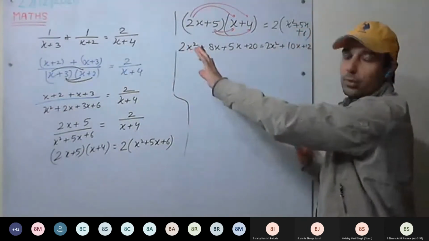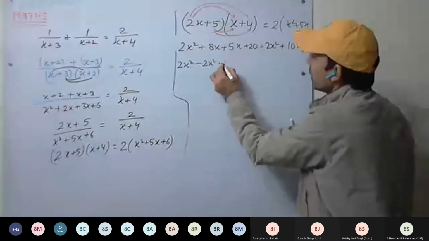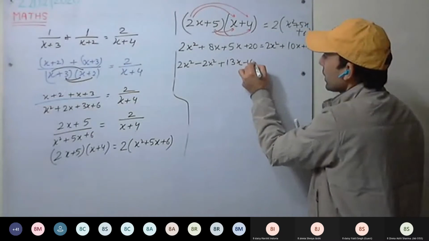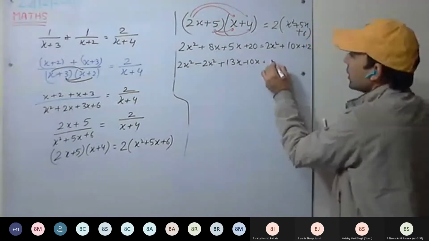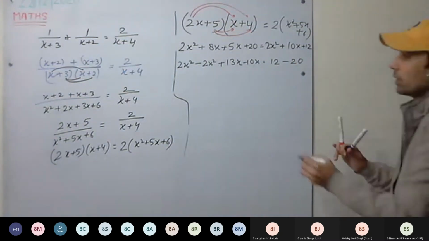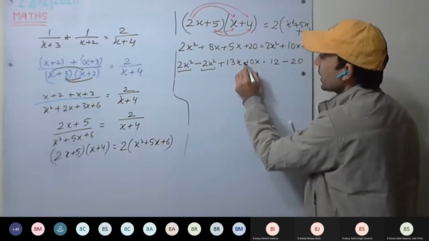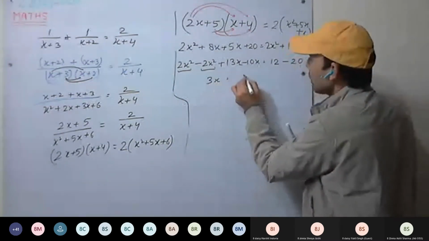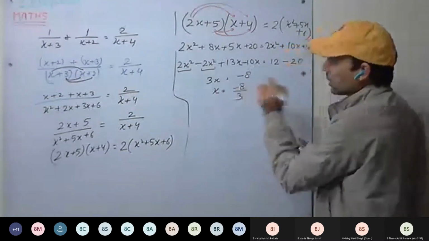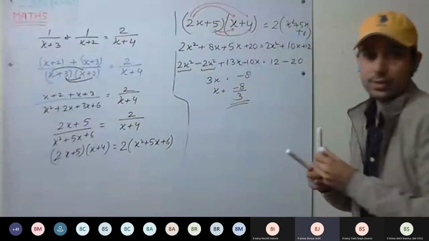Now take all the x terms on the left hand side. 2x square minus 2x square cancel. Then 13x minus 10x equals 12 minus 20. These two terms get cancelled, giving 0. 13x minus 10x is 3x, equal to minus 8. X equals minus 8 upon 3. Understood? Do you have any doubt?